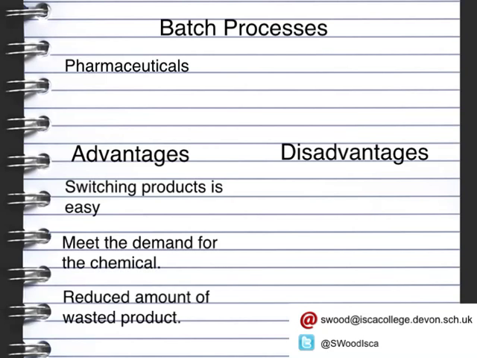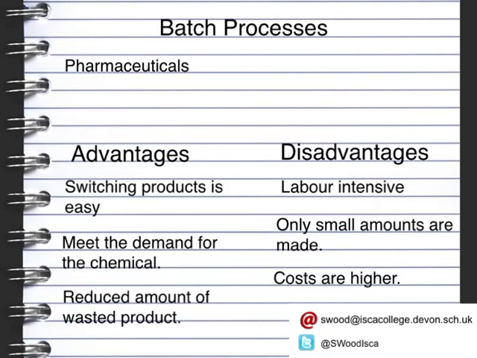Some of the advantages include that you can switch the products you're making very easily. So you could be making aspirin one day and then paracetamol the next. You can also meet the demand for particular chemicals. So if you want to make one chemical and it's not selling, you can very quickly switch and make a chemical that is selling. There is also reduced amount of waste product. So if, for example, you are making a drug which has a best before date, you don't have piles and piles of the drugs waiting in a warehouse.